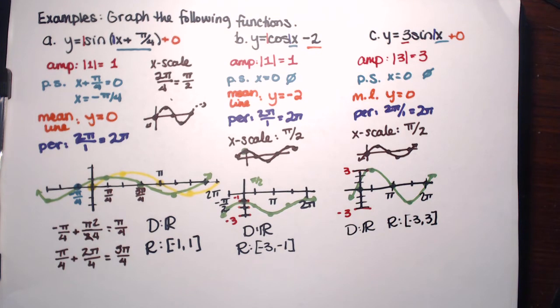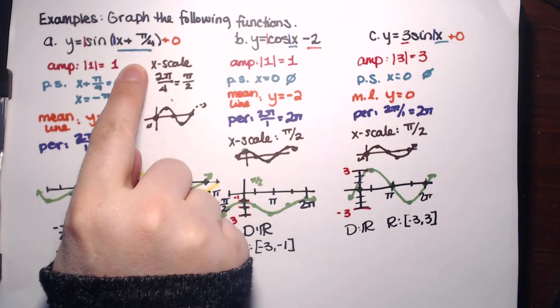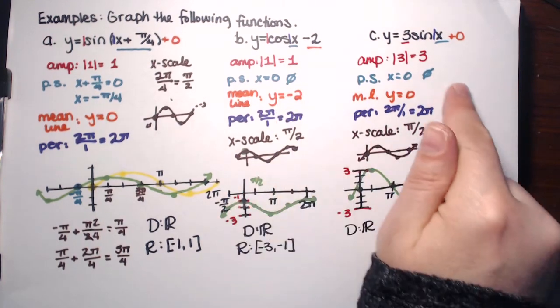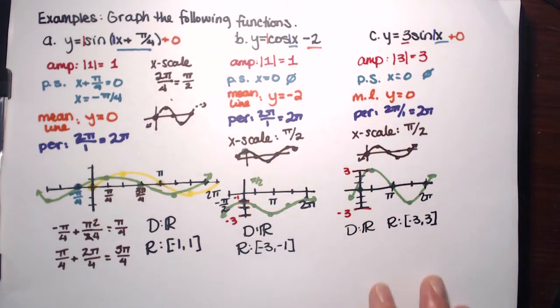So those are some examples. We're going to do more. But this one, the only transformation was a phase shift, a vertical shift, so the mean line moved, and the amplitude changed. I do want to make a note on this one.